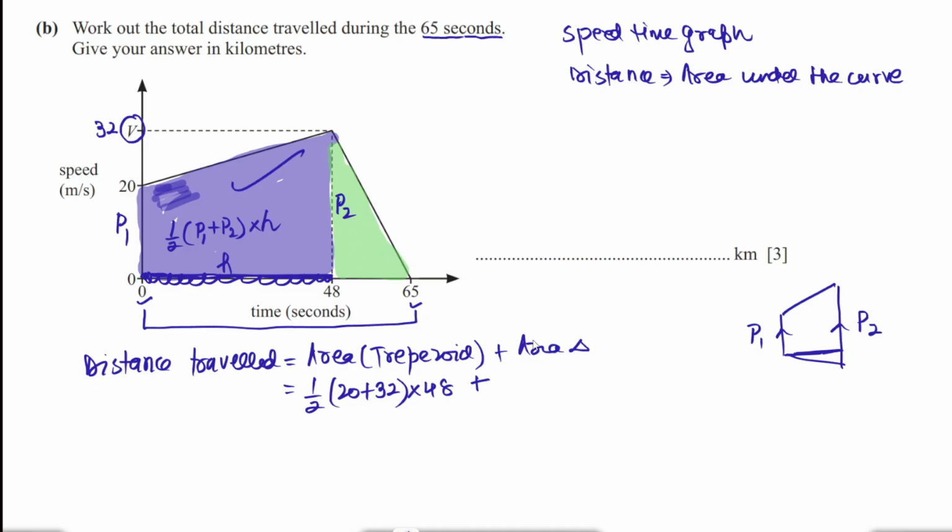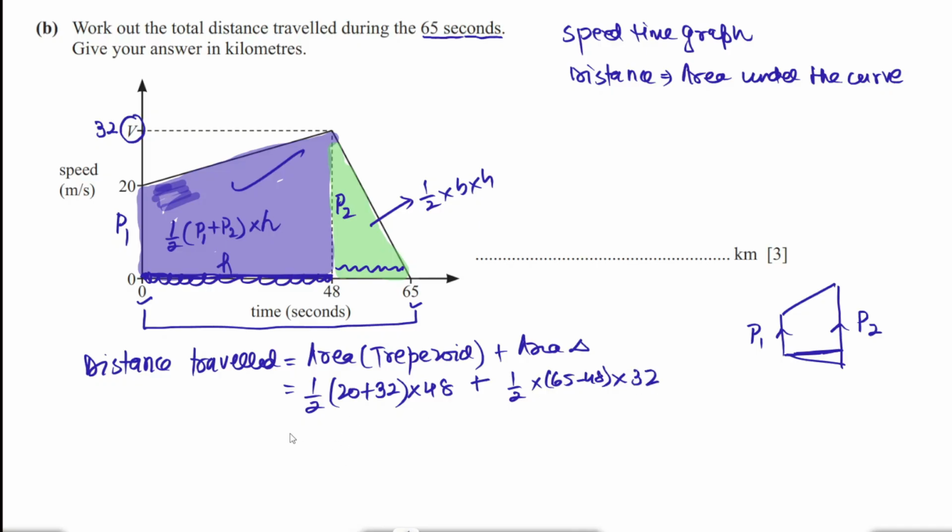Now for this triangle, we have half into base into height. That is the standard formula which could be applied. So what is the base? The base is 65 minus 48 because we are looking for this part only. And what is the height of the triangle? This is P2, and P2 is equal to 32.